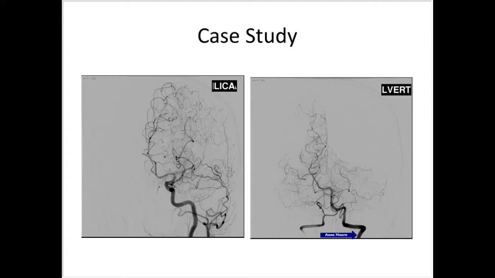This is a left vertebral injection. On the right-hand side, we see some backfilling of the right vertebral, again demonstrating that non-dominant vessel. And as we follow the basilar, this is the P1 segment on the right, and we see that the P1 segment on the left is absent. Again, consistent with the fetal origin.